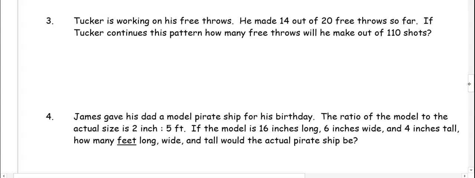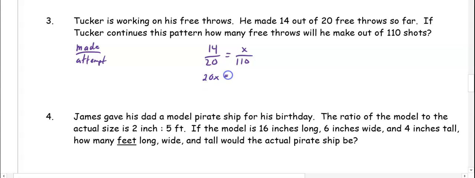In our next one, Tucker is working on free throws. He's made 14 out of 20 free throws so far. If he continues this pattern, how many free throws will he make out of 110 shots? So we have made out of the attempted. So right now we know that he made 14 out of 20 that he attempted. We want to know how many he is going to make out of 110.